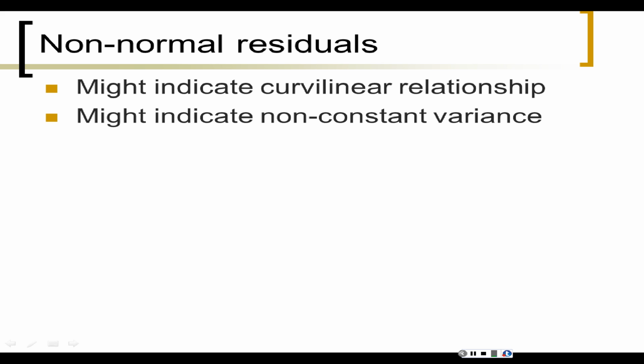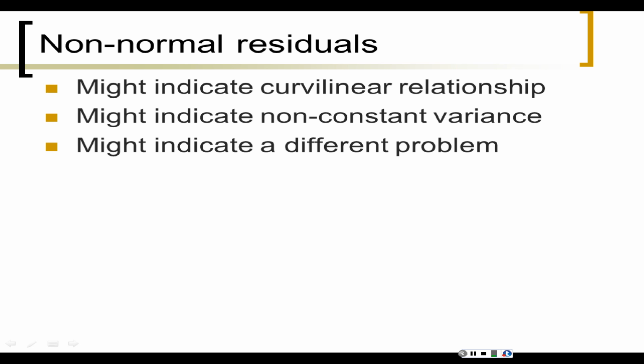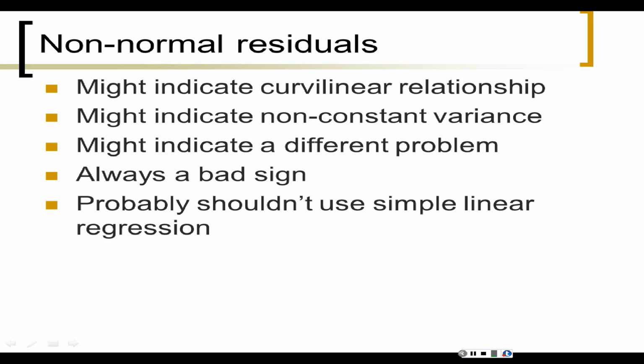Non-normal residuals might indicate a curvilinear relationship. They might indicate that there is non-constant variance, which we'll talk about in a second here. Or they might indicate a number of different problems as well. But either way, they're a bad sign, and you probably should not use the kind of regression we learn in this class if you're getting seriously non-normal residuals.